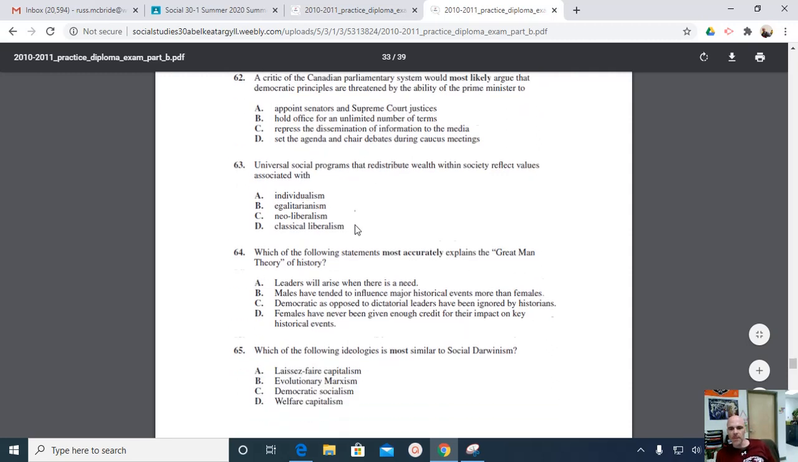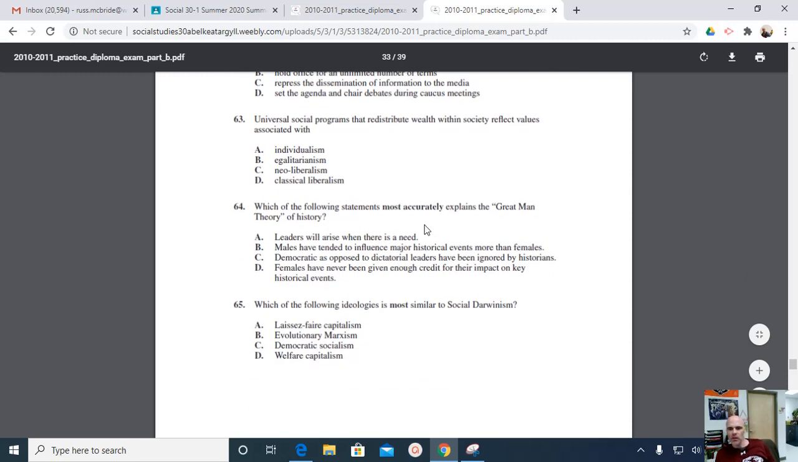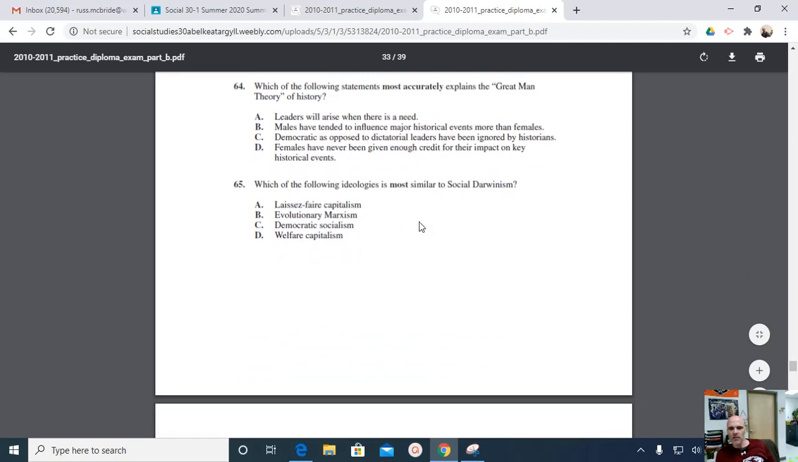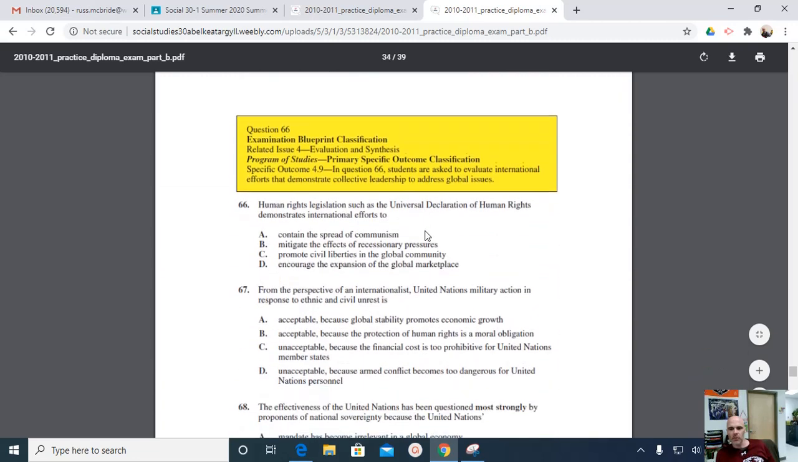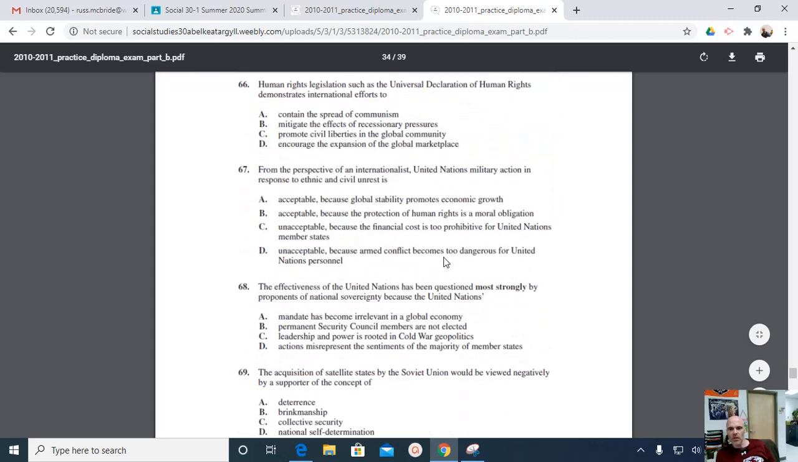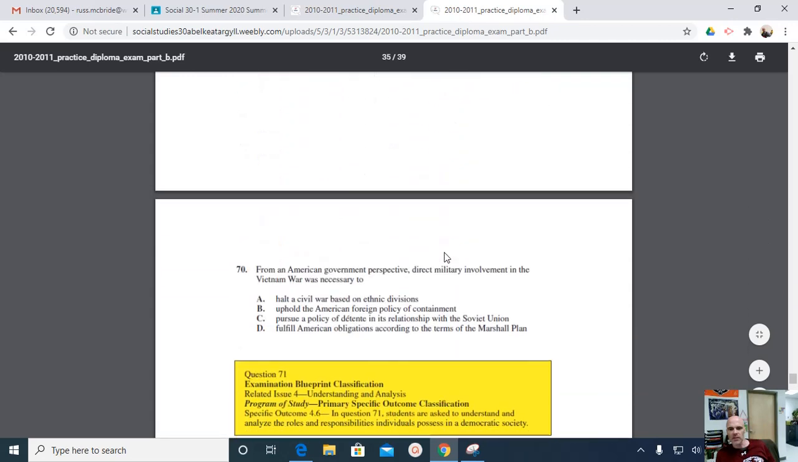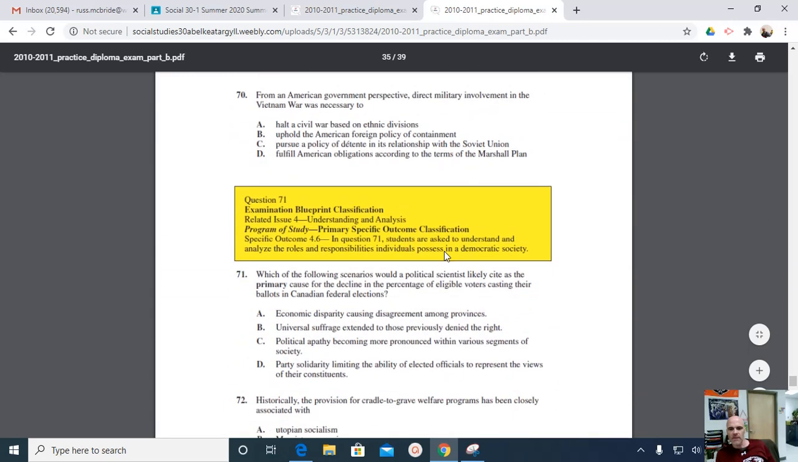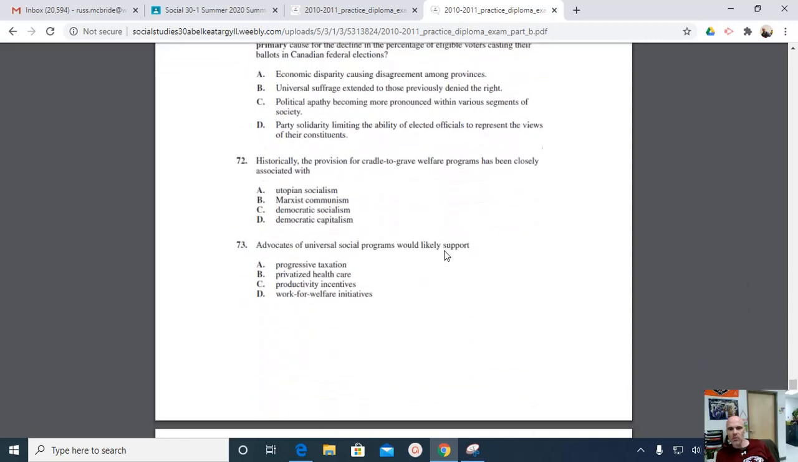There's your answer. Great man theory, you'll be looking at when you look at dictatorships. Social Darwinism, we've already made the connection in class to laissez-faire capitalism. So a lot of these are just recall of what you've picked up in class. Now we got a run of political ones.